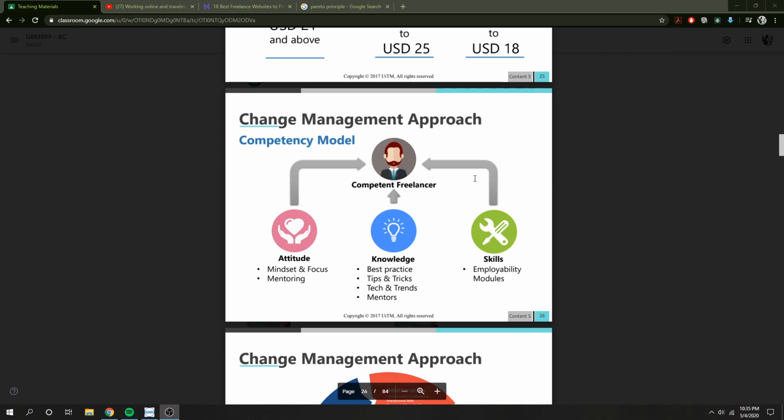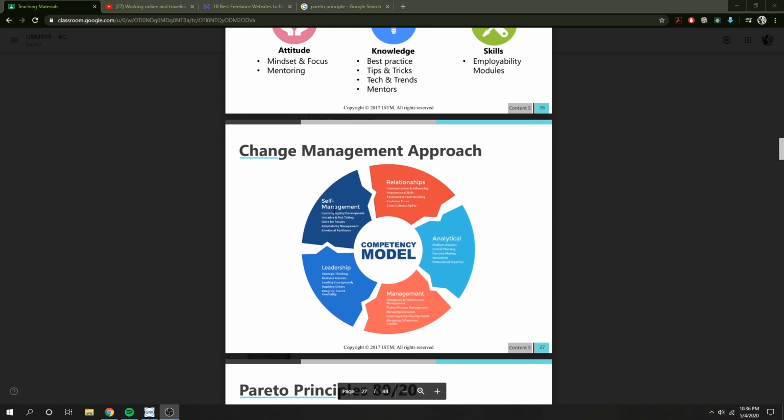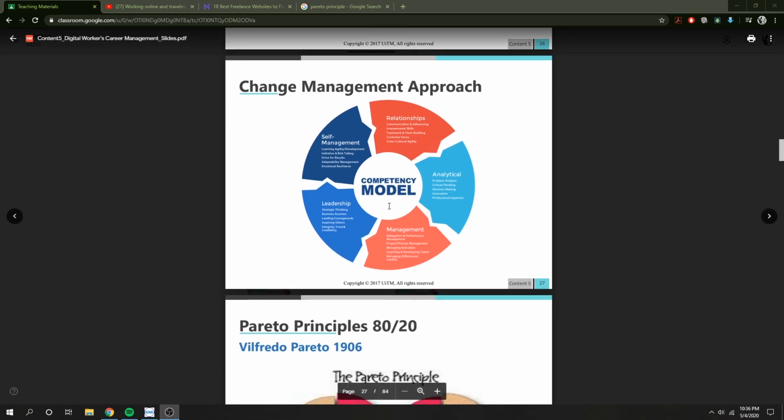Alright, change management approach: attitude, knowledge, skills, all these things you have to spend on. You need a good attitude, a growth mindset, and mentoring. You must be willing to learn anything, learn new skills, new knowledge, best practices, tips and tricks, tech and trends, and mentors. All this you have to test your skills and knowledge in the real world. Okay, self management, relationship, I think this one you can just read.